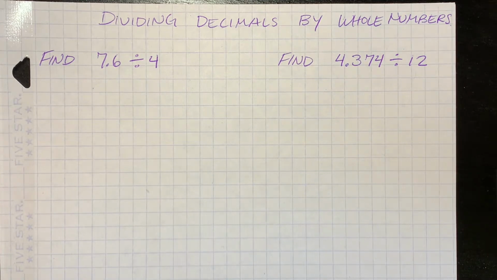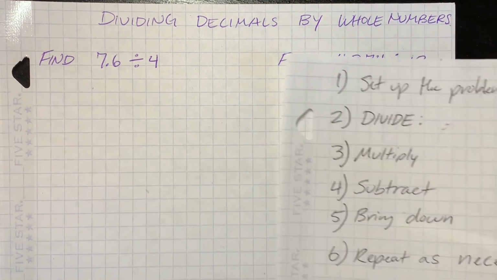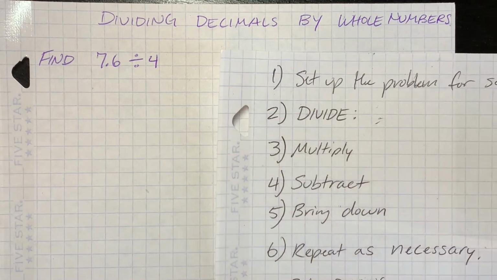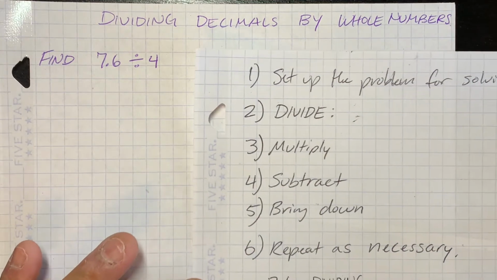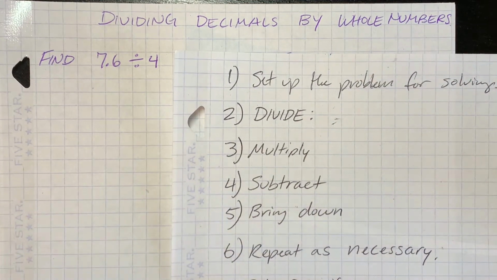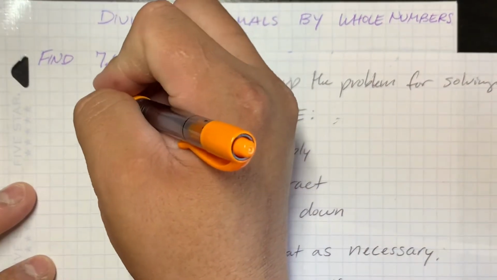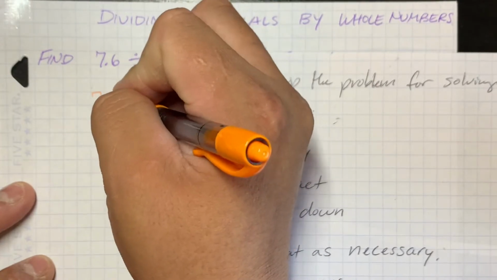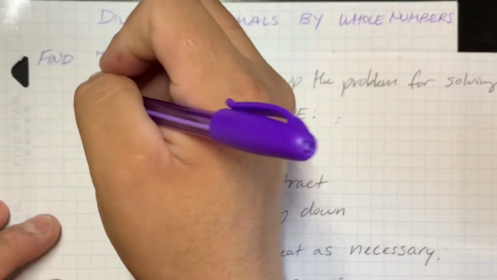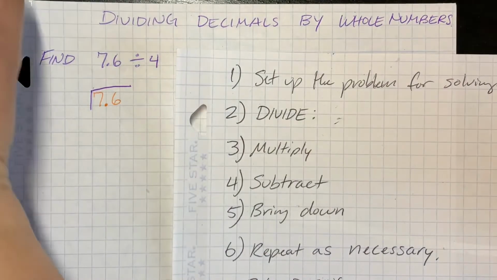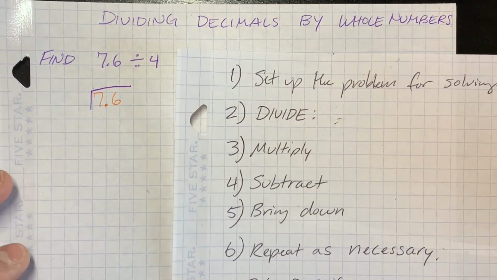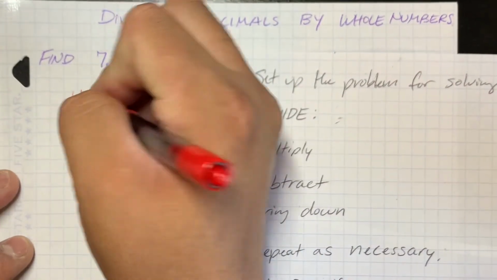So we have the first problem here. We have 7 6/10 divided by 4. So again, here are the steps. Set up the problem, divide, multiply, subtract, bring it down, repeat as necessary. All right, we have the dividend 7 6/10. We're going to put that inside the box, 7 6/10, divided by the divisor 4, the whole number 4.